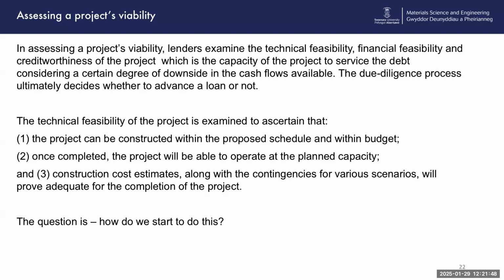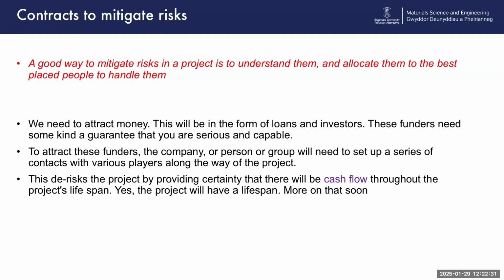So in assessing the project viability, lenders will want to know the technical feasibility, the financial feasibility, the creditworthiness of the project to be able to service this debt, and so on and so forth. So the question really is, how do we do this financial feasibility? Let's go back a little bit. The technical feasibility of the project is there to ascertain the project can be constructed within a proposed schedule and budget. Then we have to figure out how we operate the plant capacity, and so on and so forth. The question is, how do we do this?